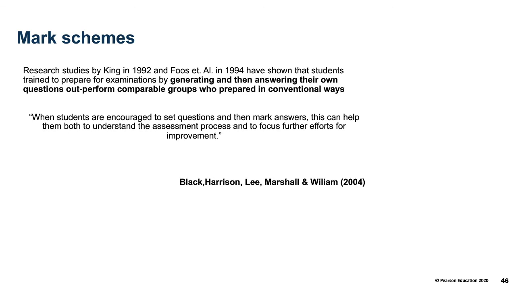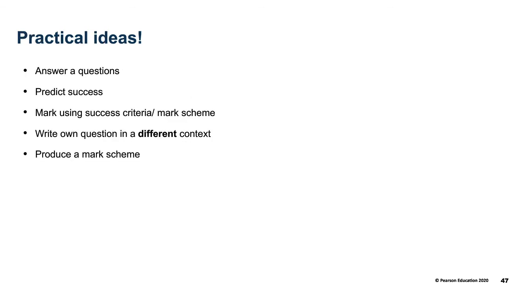So I've just put here a practical idea of a process that I would go through with students doing this, where they would answer a question. I ask them to predict their success, so they're almost self-assessing before they've actually got the answer. So can they predict how well they've done in a question before they actually get the mark scheme or the success criteria, or whatever it is that we're using? Then they mark it themselves. And then they write their own question in a different context and have to produce a mark scheme as well.